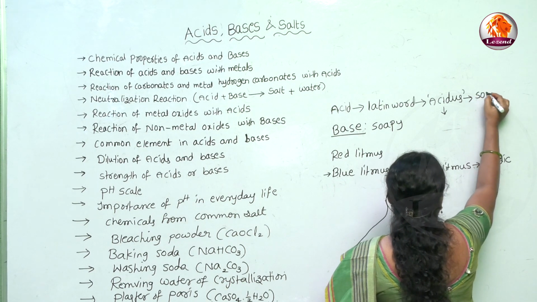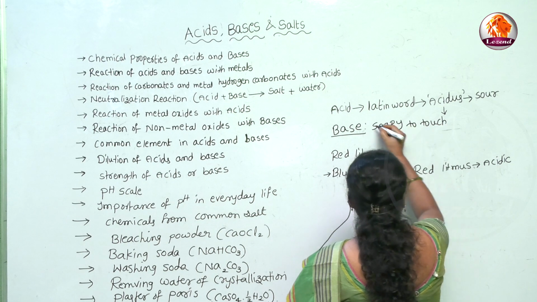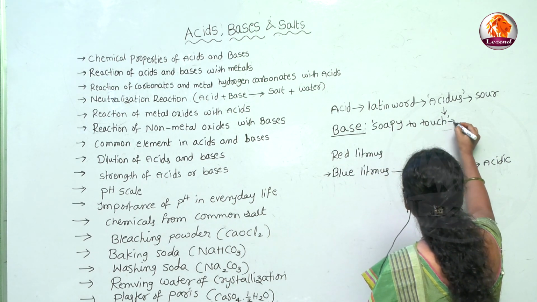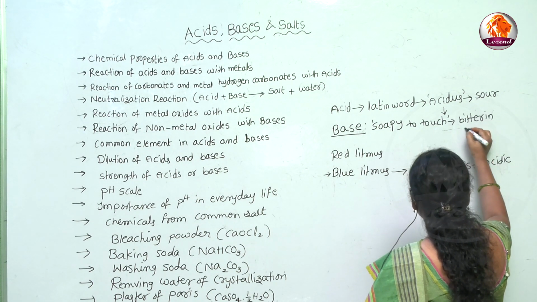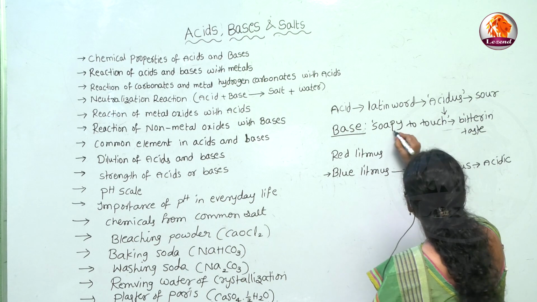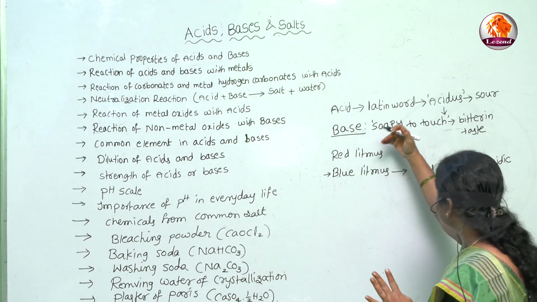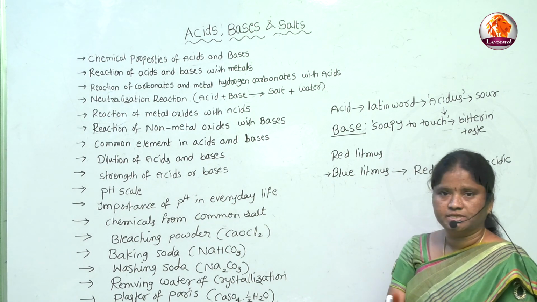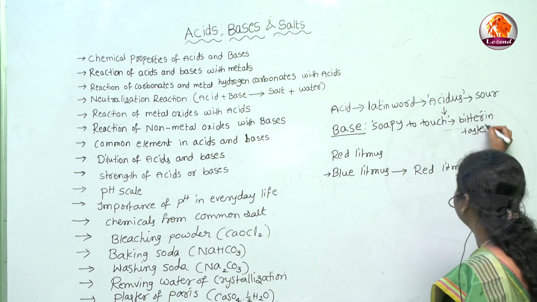Acids are sour to taste, and here bases are soapy to touch. By this property we can identify whether the given substance is basic or not. Bases are soapy to touch and bitter in taste. If we touch a base, it will slip from our hands. So it is slippery to touch and also bitter in taste.